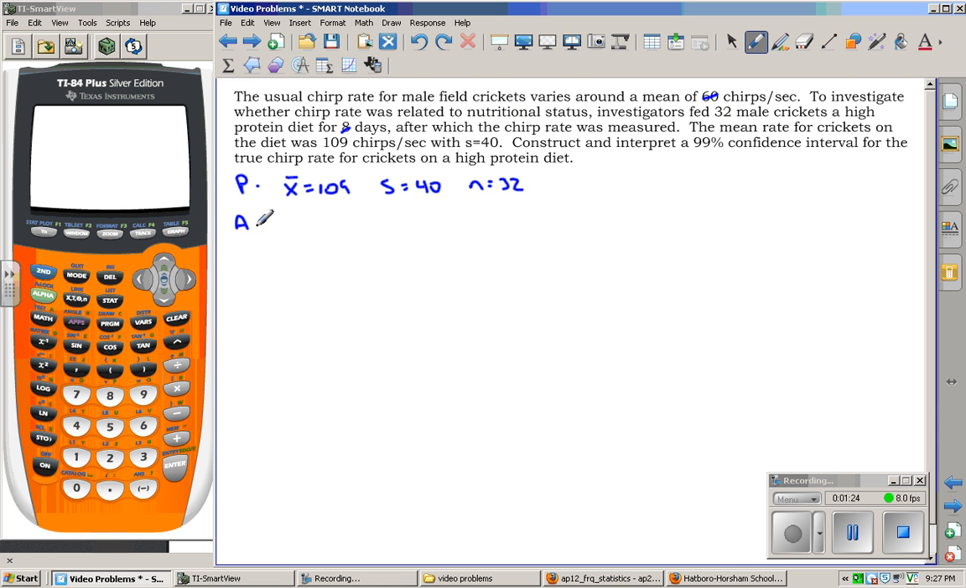We need to test our assumptions. Now, this is not a simple random sample. Instead, this is an experiment. So we can say that the data was obtained via a controlled experiment.